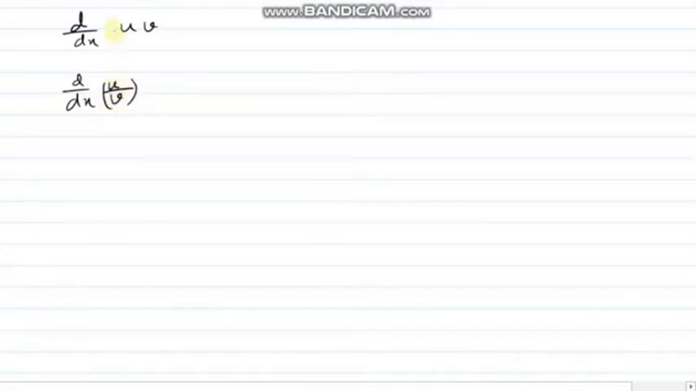Hello everyone, in this video I am going to discuss the formula of d/dx of uv and d/dx of u divided by v, that is the product rule and the division rule. Product rule says if u and v are two functions of x, then d/dx of uv we can write as v into d/dx of u plus u into d/dx of v.